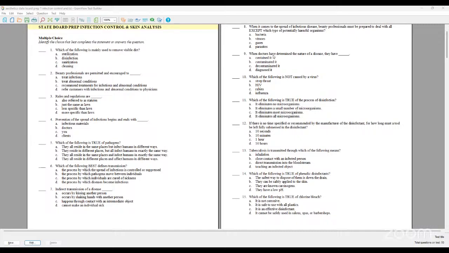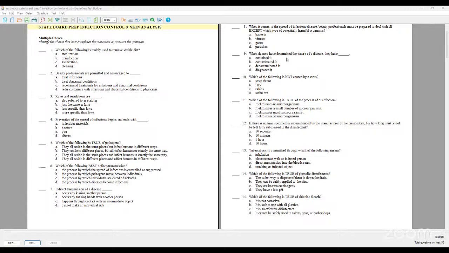Okay. Number 9. When doctors have determined the nature of a disease, they have blank: contained it, contaminated it, decontaminated it, or diagnosed it. They diagnosed it. Number 9. Okay. When doctors have determined the nature of a disease, they have diagnosed it.